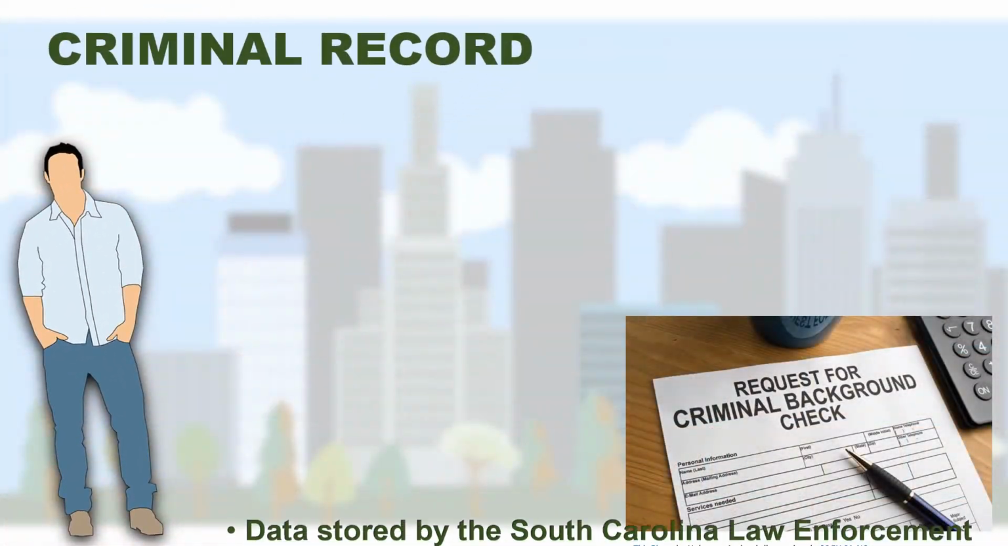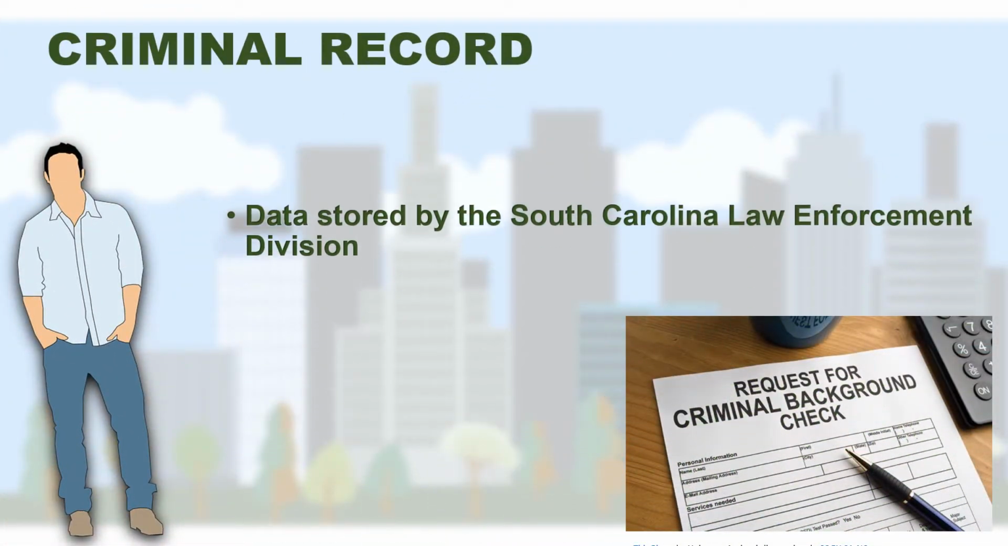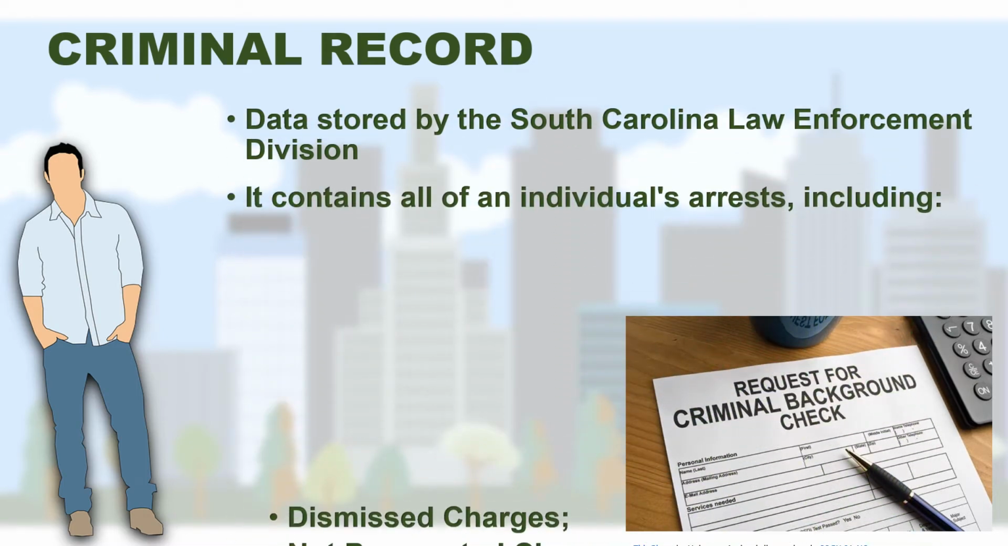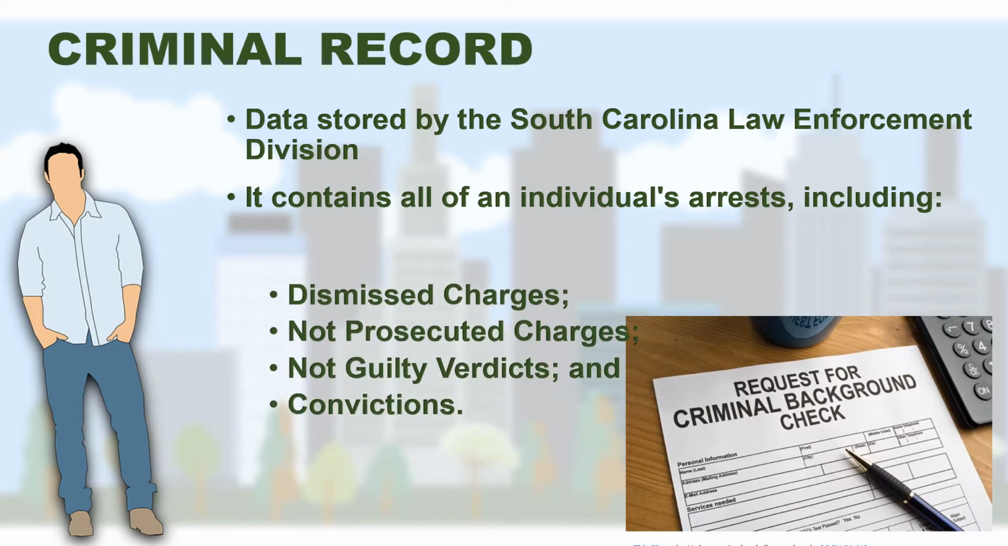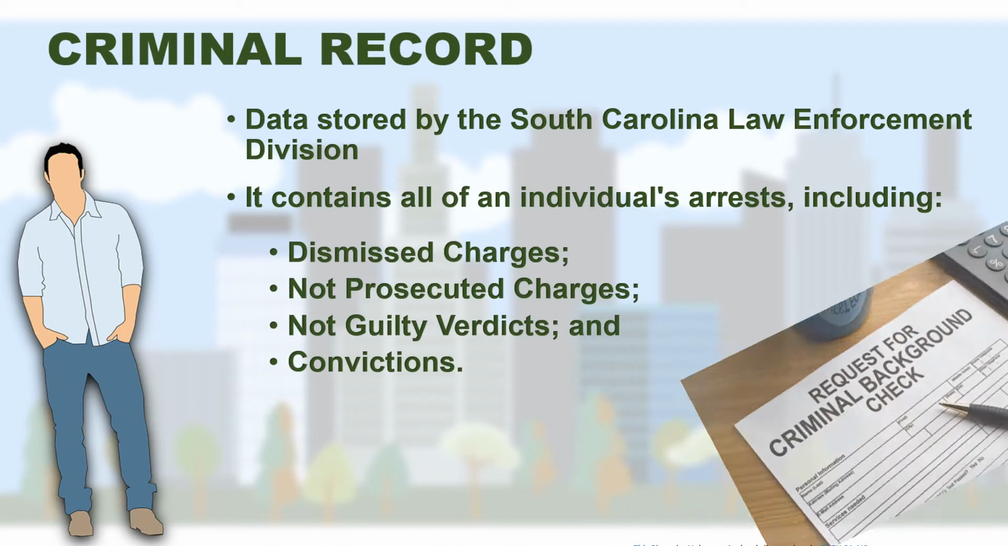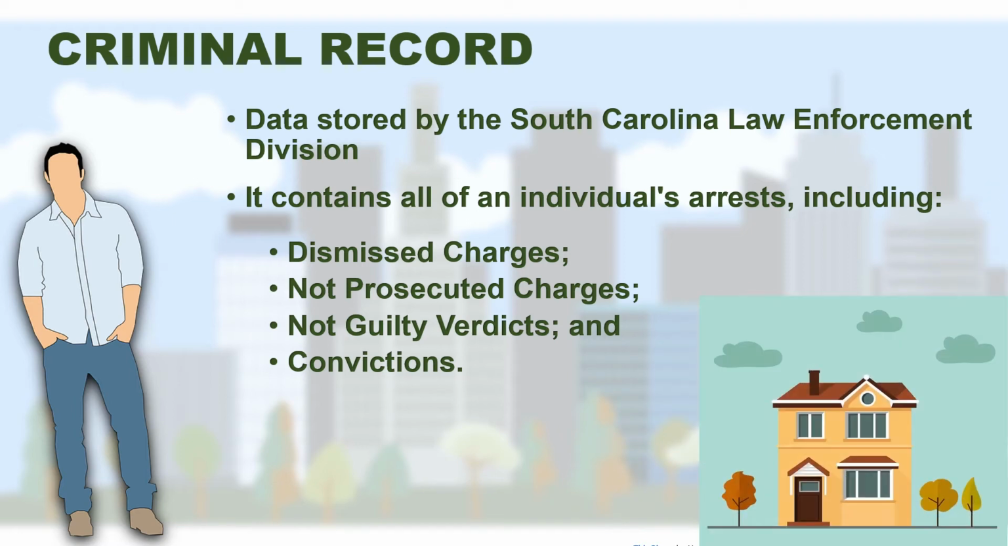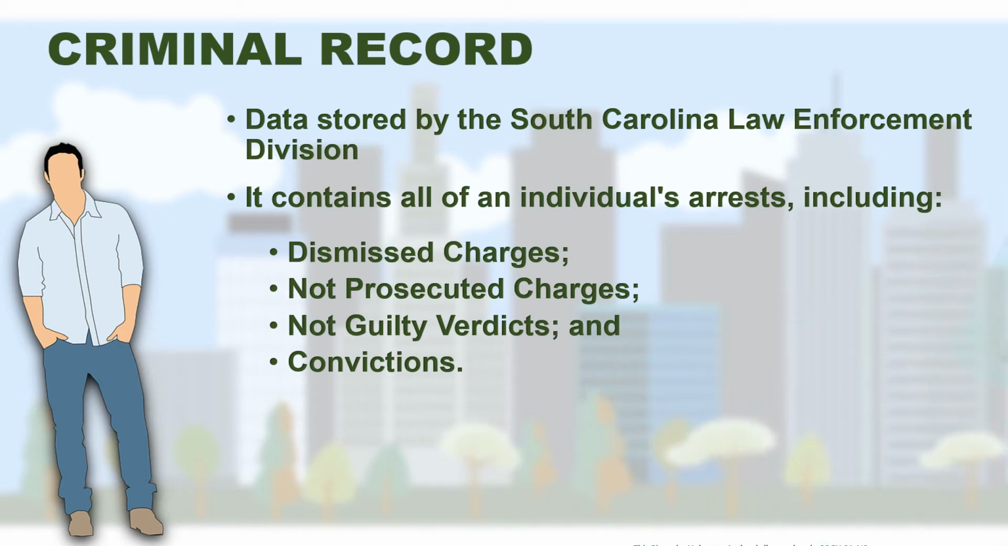A criminal record is data stored by the South Carolina Law Enforcement Division. It contains all of a person's arrests, even if there are no convictions. That means that Joe may have trouble finding a job or getting licensed to be a CNA or a barber. He might have trouble finding housing and may not be eligible for public benefits like SNAP. Joe needs an expungement.